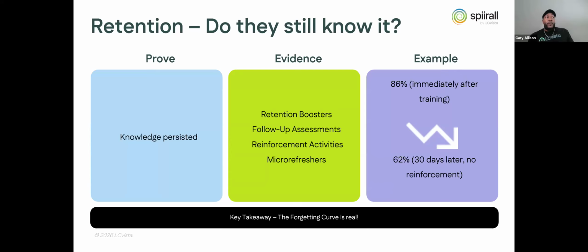Micro refreshers, we do these. These are, if they're for credit, right, they're basically the same thing as what you might refer to as nano learning. So 10 to 15 minutes of content as opposed to a full 50 minutes to get an hour of CPE. So the example here is that after a training, knowledge was measured and it was at 86%. But 30 days later, with no reinforcement, it's about 62%. So that forgetting curve is real.